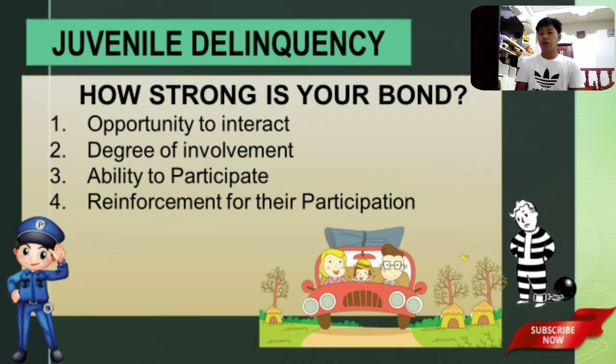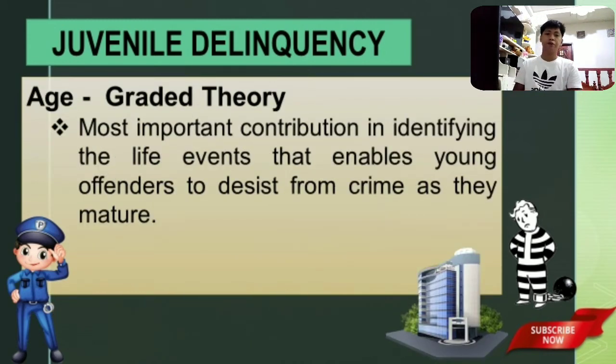Now we talk about age-graded theory. For age-graded theory, we are looking at the different important life events that could make one person continue his criminal activities or juvenile activities, or desist from it. Di ba, meron yung mga turning point? Meron yung mga experience mo na pwedeng magpabago sa iyo. Kasi sa age-graded theory, we're looking really at the continuation of the juvenile delinquent behavior.